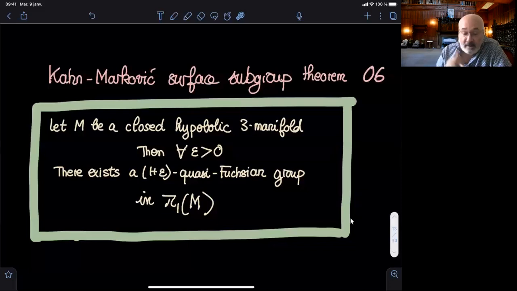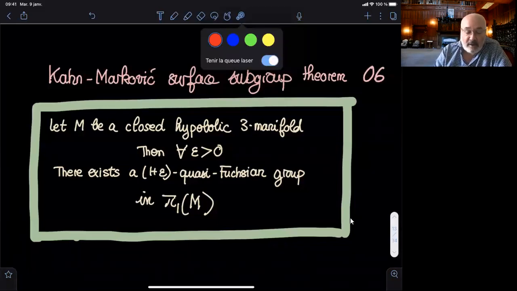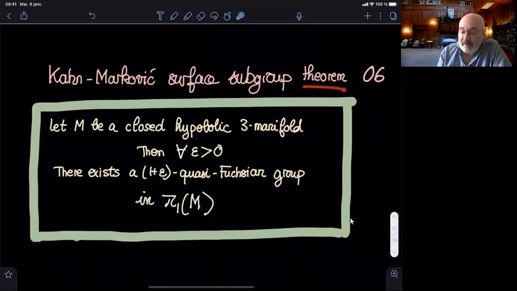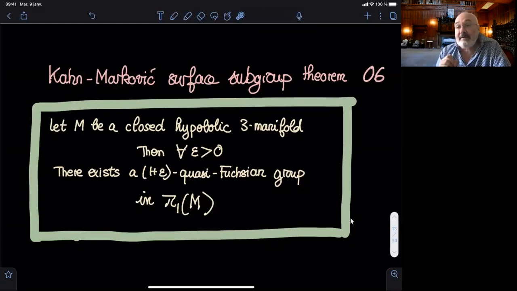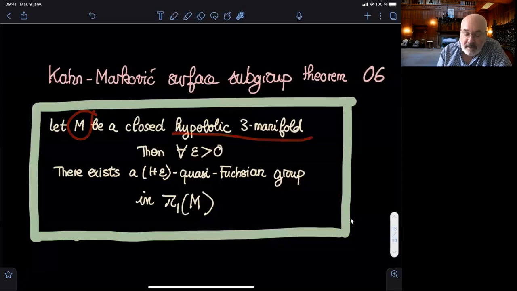So let's explain now the Kahn-Markovic surface subgroup theorem, which is due to 2006. So it says better than there exists a surface group. It says that you can find a surface group which is as circular in some way as you want. So it says the following. It says that if you take a closed hyperbolic 3-manifold N, and if you take any positive epsilon, then you can find a 1 plus epsilon quasi-Fuchsian group in the fundamental group of N.